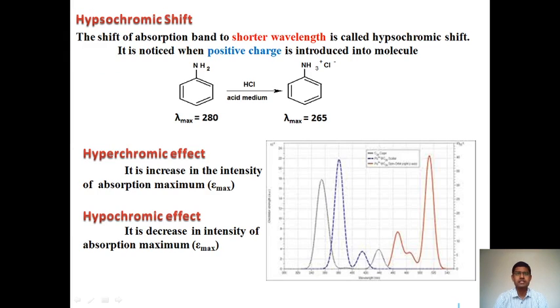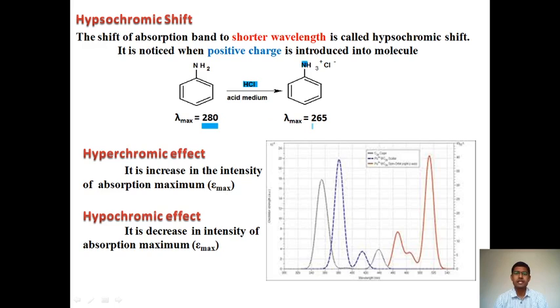Now the next shift is hypsochromic shift. The shift of absorption band towards shorter wavelength is called hypsochromic shift, which is also called blue shift. It is noticed when a positive charge is introduced in the molecule. If you add HCl to your aniline, then a positive charge gets developed on this nitrogen and hypsochromic shift is observed. Initially the absorption maximum was 280 nanometer.